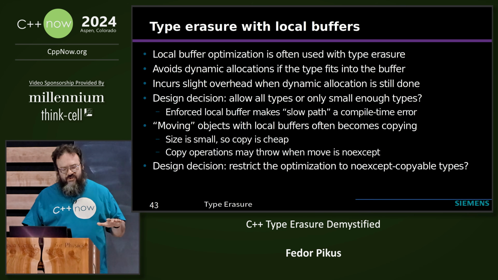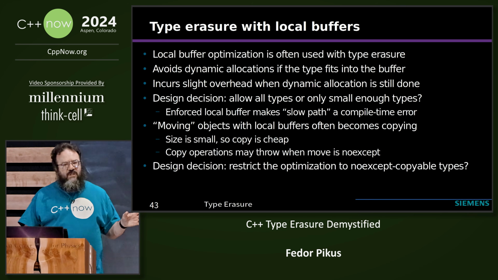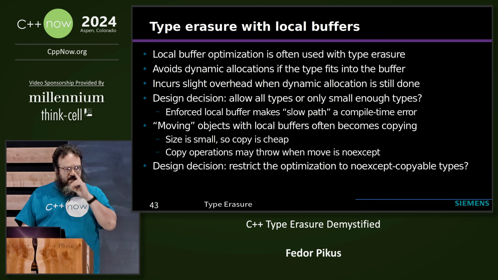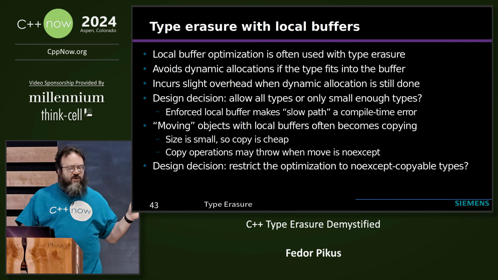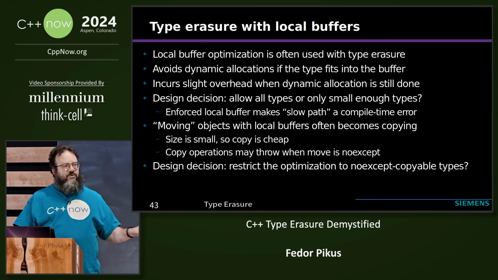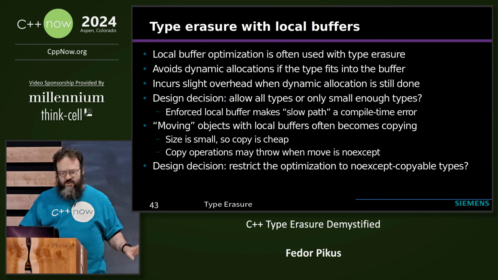Do you want to restrict this optimization to no-throw movable types, or maybe even to trivially copyable types? Implementations can handle all of this with appropriate runtime cost. It's a design decision whether or not you want to pay it always, pay it conditionally, or just refuse to compile and say, this is not acceptable in my application.